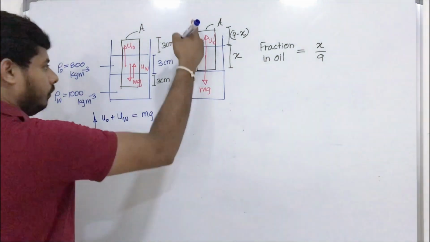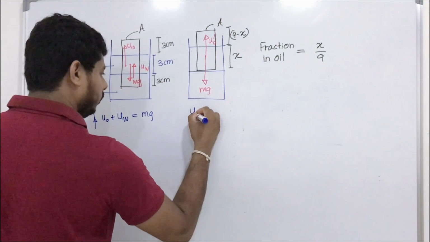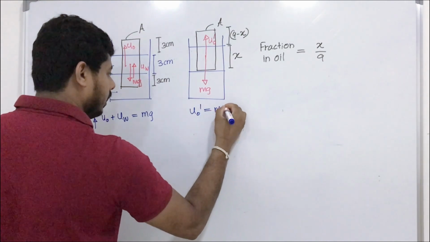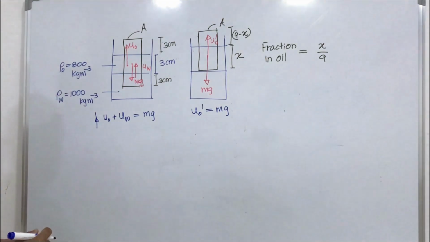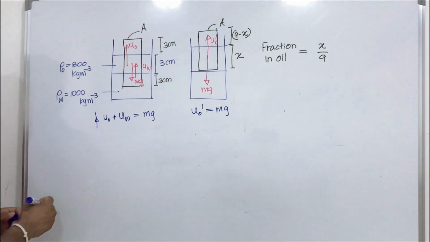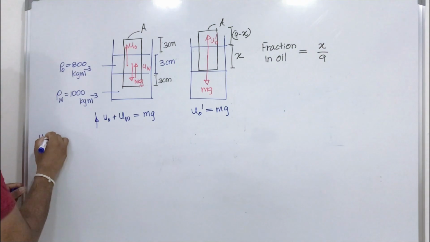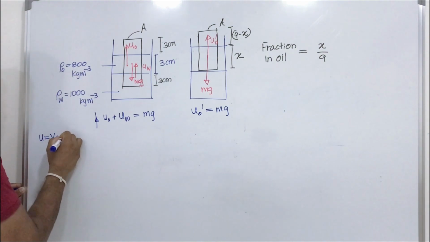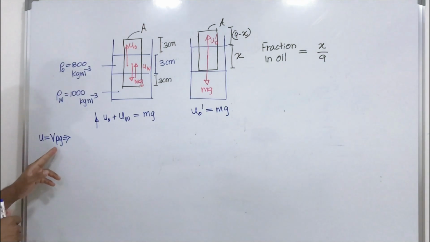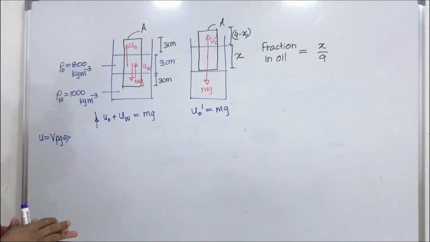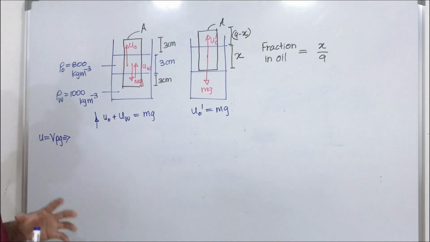Right? Here, if you take the equilibrium, you can write U naught dash is equal to mg. This is the force balance for both the scenarios. So we know from Archimedes principle that upthrust can be written as V rho g. Here V means the volume immersed in the liquid, rho means the density of the liquid, and g the gravitational acceleration. So we have all the required data, so you can write down the expression.